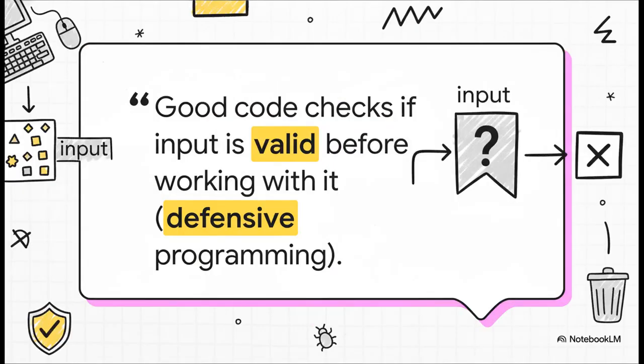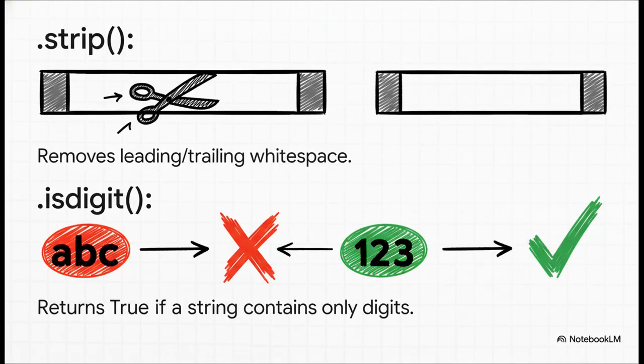I want you to burn this rule into your brain. It's one of the most important rules in all of programming. You have to always assume the user is going to give you weird, unexpected, or just plain wrong input. Your job, as the programmer, is to see that coming and handle it without crashing. And lucky for us, Python gives us the perfect tools for the job.